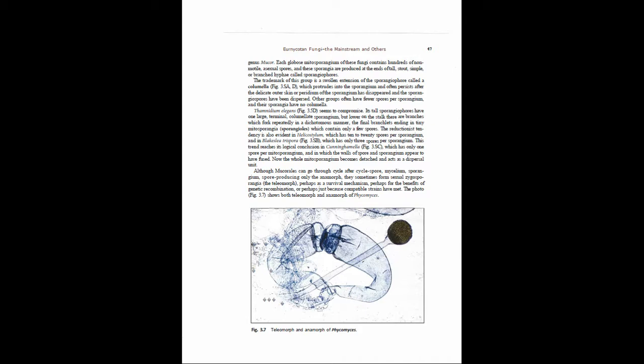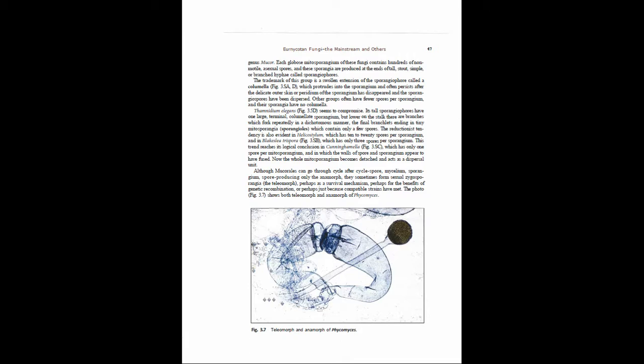Genus Mucor. Each globose mitosporangium of these fungi contains hundreds of non-motile, asexual spores, and these sporangia are produced at the ends of tall, stout, simple, or branched hyphae called sporangiophores. The trademark of this group is a swollen extension of the sporangiophore called a columella, Fig 3.5a, d, which protrudes into the sporangium and often persists after the delicate outer skin or peridium of the sporangium has disappeared and the sporangiospores have been dispersed. Other groups often have fewer spores per sporangium, and their sporangia have no columella.